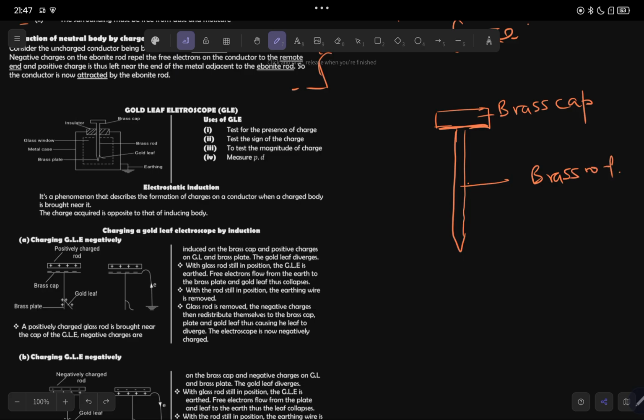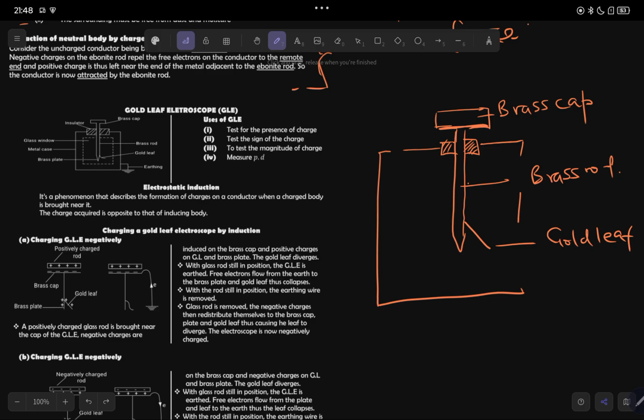On this brass rod is attached a gold leaf. The gold leaf is also a conductor. Then the whole setup is enclosed in a metal case, but because the metal conducts, we have placed an insulator between the brass rod and the metallic case. That one is the insulator there.